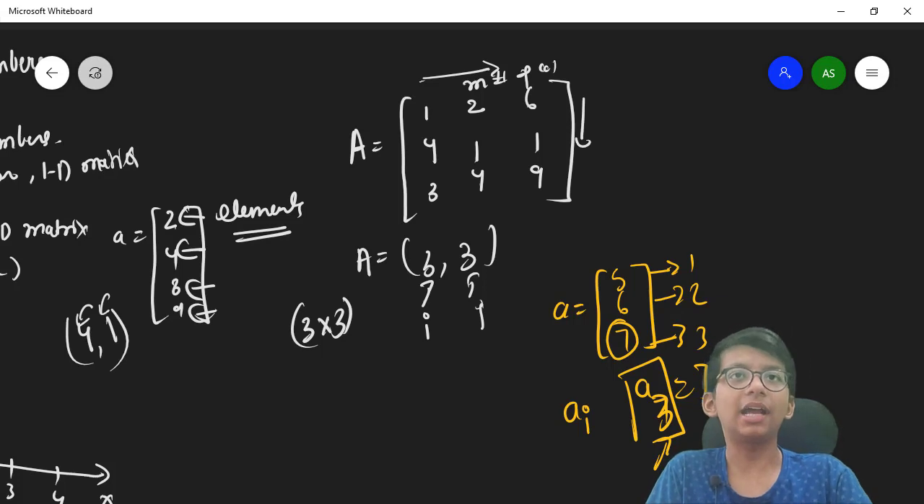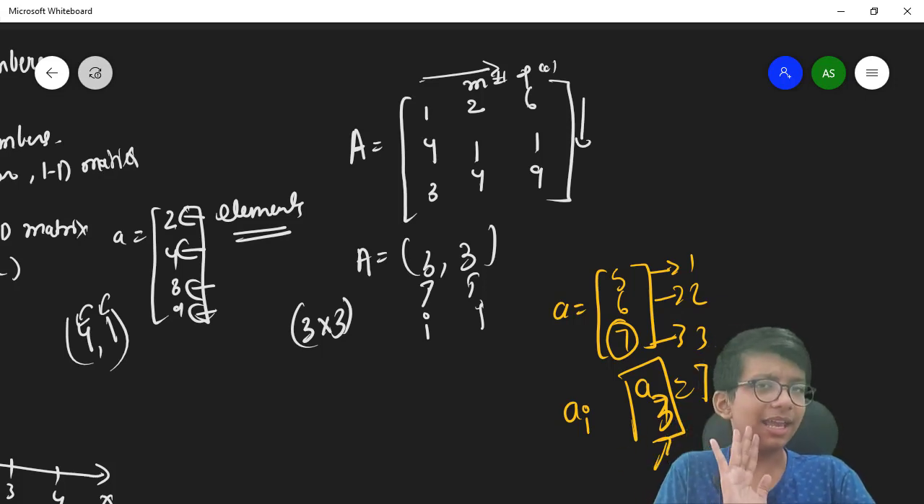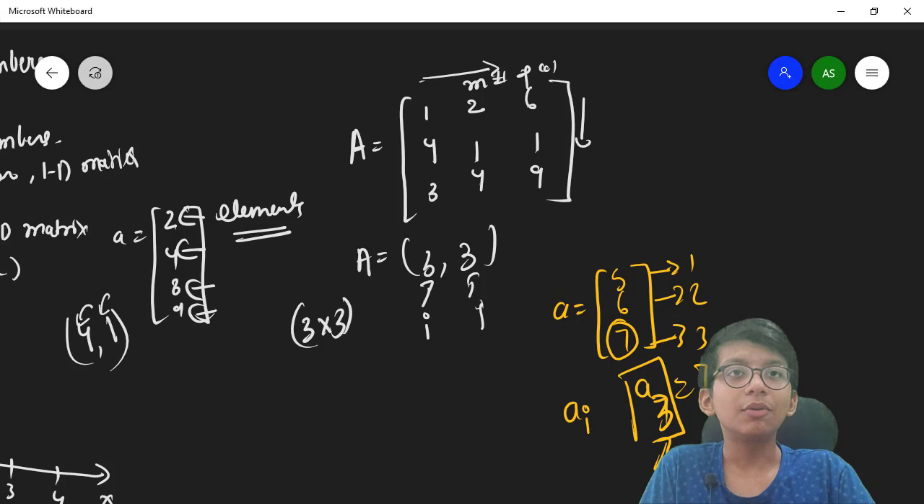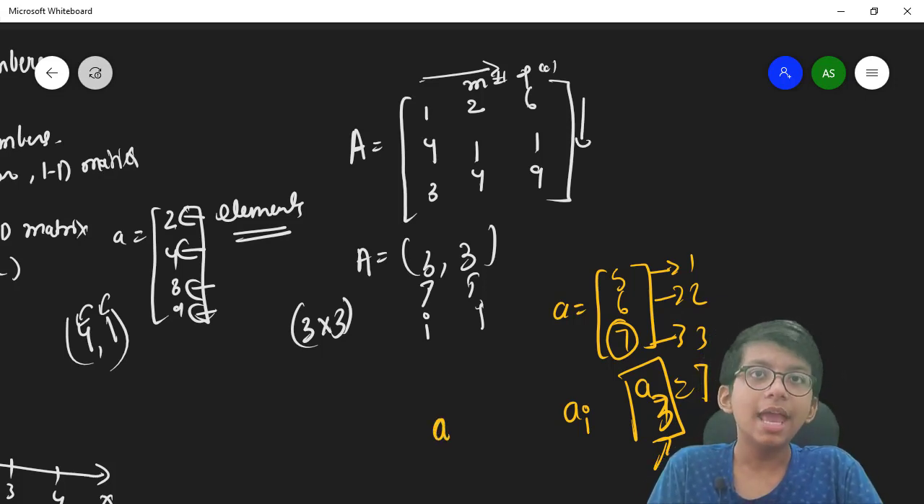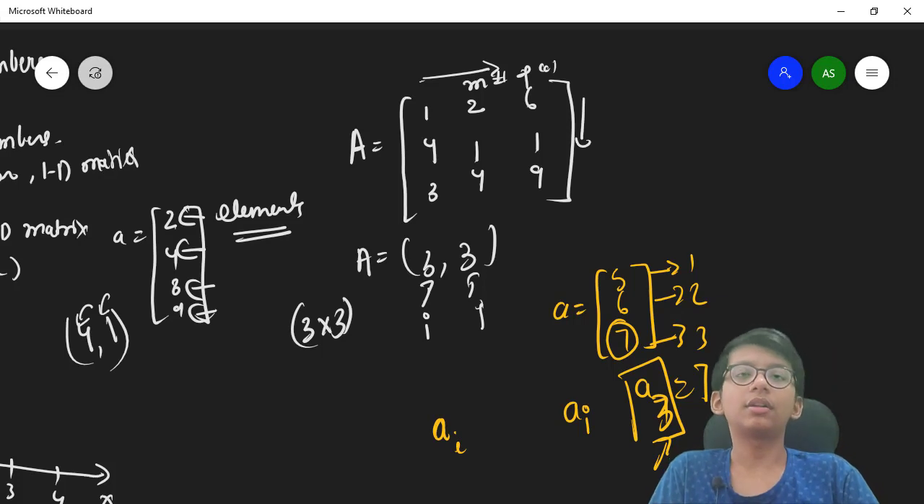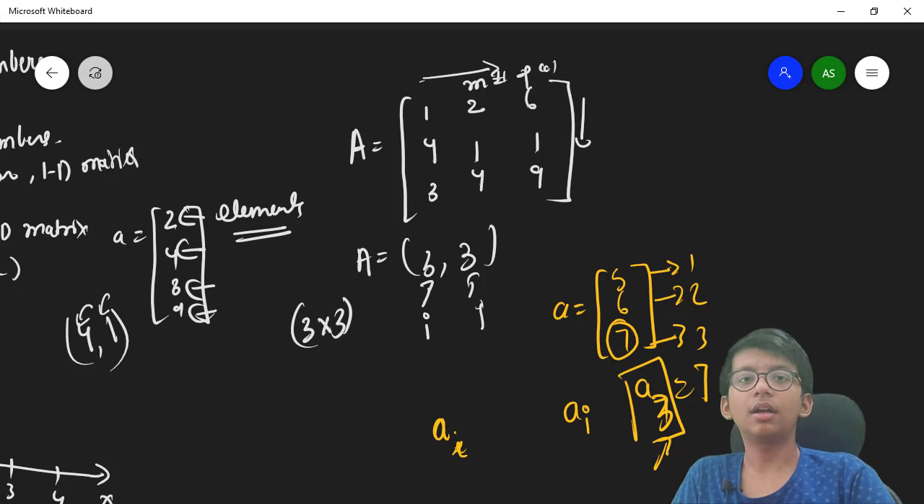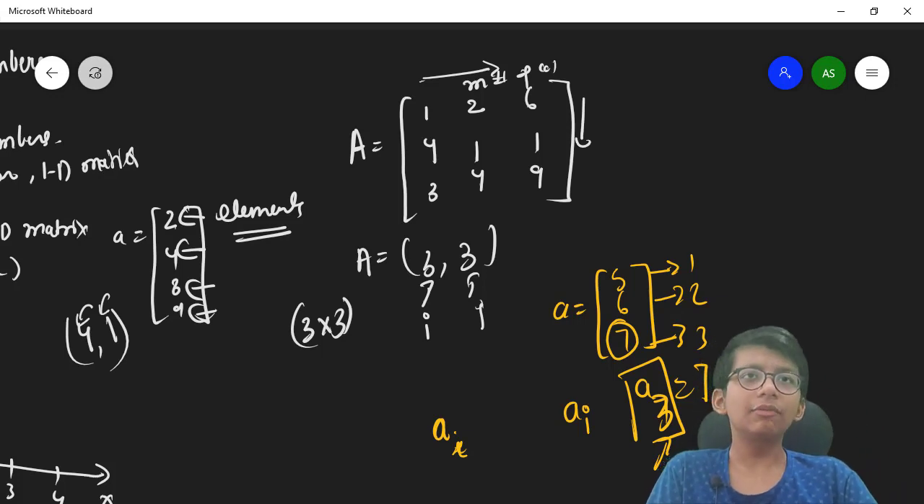We denote it as Ai. So for assessing any element of a vector, you write the name of the vector and the row index or row number, and then you will be assessing your element. So it was pretty easy.